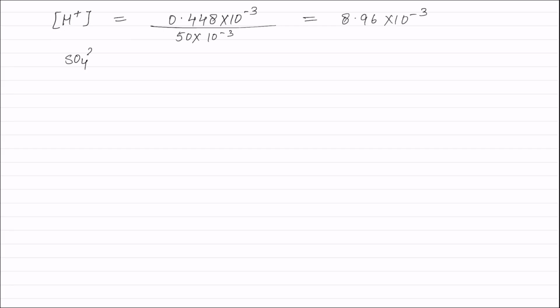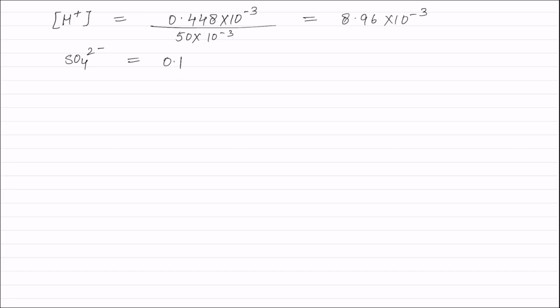Now the concentration of H⁺ ions in the solution will be equal to moles of H⁺ ions, that is 0.448 × 10⁻³ moles, divided by the volume of solution in liters, that is 50 × 10⁻³ liters, and this is equal to 8.96 × 10⁻³. This is the concentration of H⁺ ions in the solution. The concentration of sulfate ions in the solution will be equal to 0.1 as it was in the original solution.